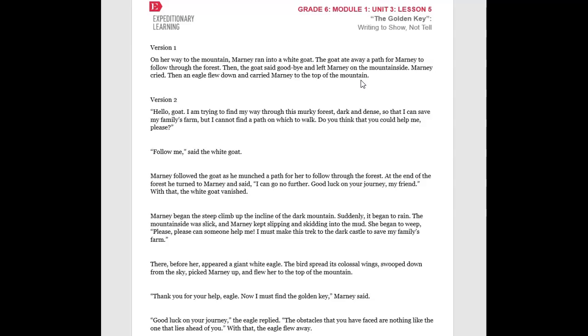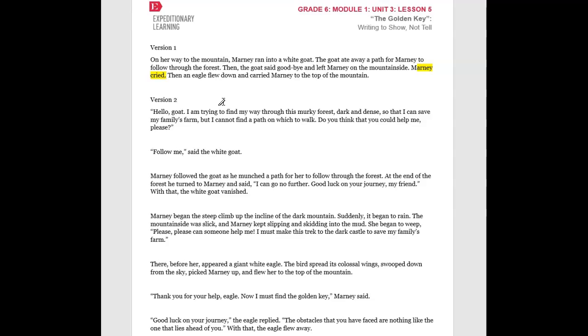For example, you might see here that the author in this version directly told the reader, Marnie cried. So that section right there, here, I'm going to highlight it. Marnie cried. Okay, here is where the writer just directly told the reader, Marnie cried. So that's better than saying Marnie is sad. That would be even more direct. Marnie is sad. At least here we see that Marnie cried, and that shows us a little bit.